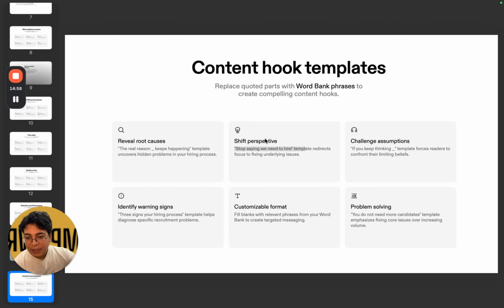Now we are going to pick one phrase and write 5 hook templates, and we are going to post the best one.